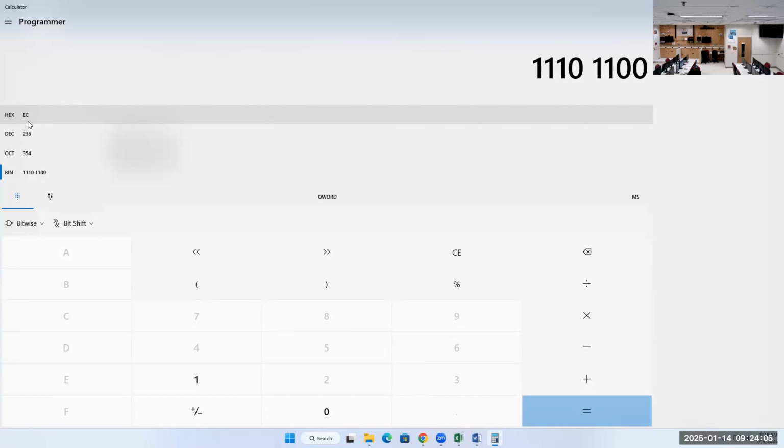But again, it's up to you. You can do it manually, that's the way I show you here, or you can use the calculator. Okay, so that is the way you convert from binary to decimal.